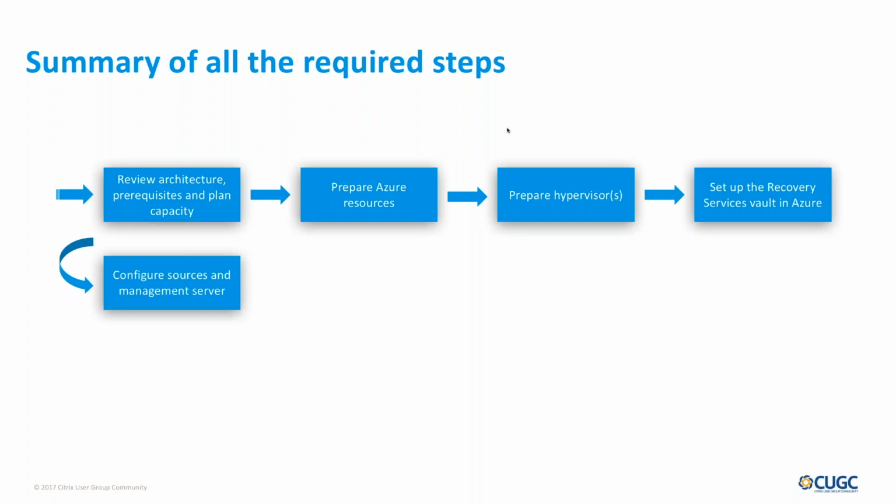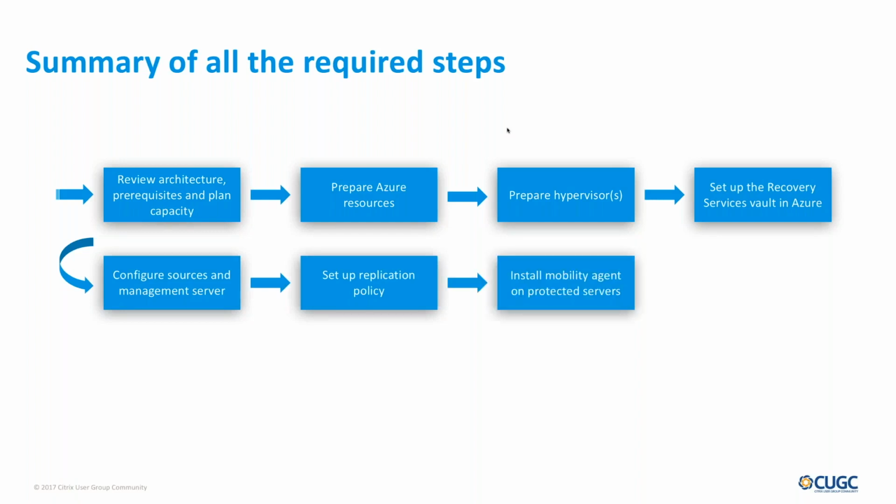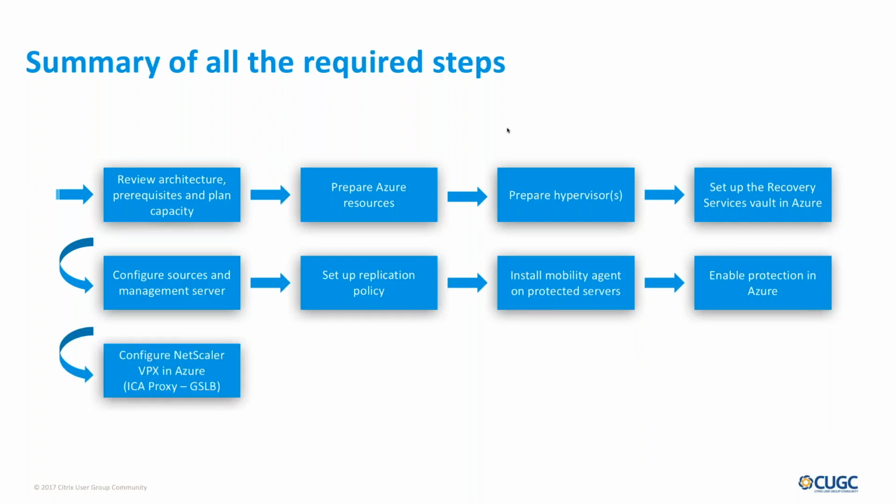Then we need to configure sources and the management server. Then we need to set up the replication policy. The mobility agent needs to be installed. Enable protection in Microsoft Azure. So the actual server is activated then with the protection configuration.